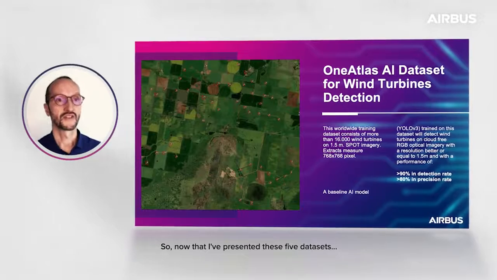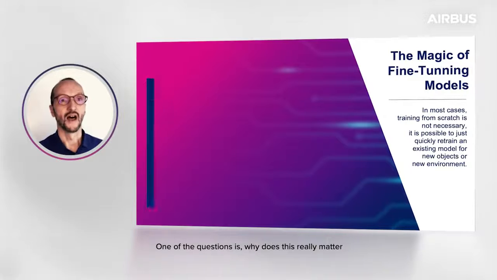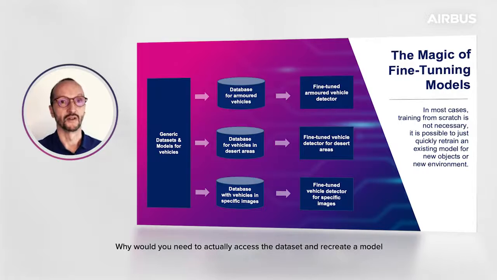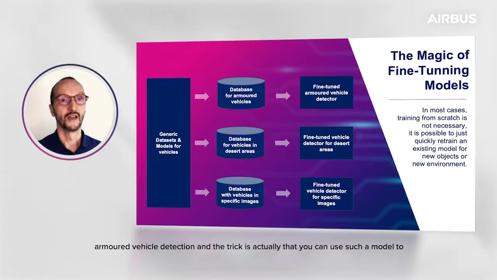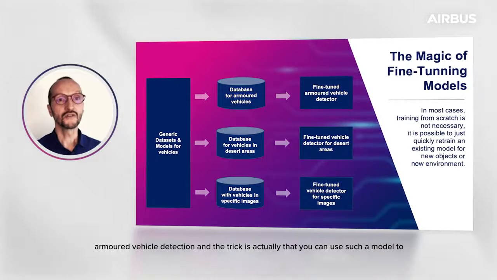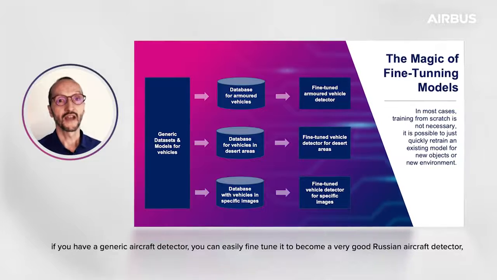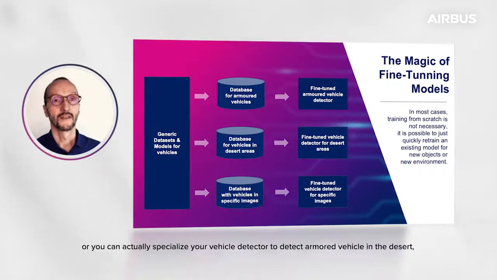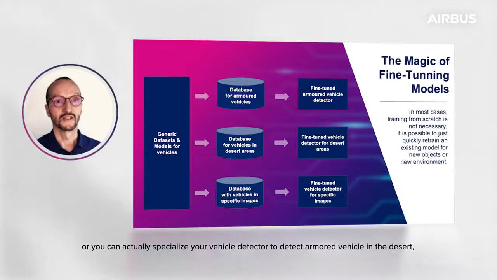So now that I've presented these 5 data sets, one of the questions is, why does this really matter? And why would you need to actually access a data set and recreate a model? The thing is that maybe you're not exactly interested in vehicle detection, but maybe you're interested in armored vehicle detection. And the trick is actually that you can use such a model to fine-tune it to your specific use case. If you have a generic aircraft detector, you can easily fine-tune it to become a very good Russian aircraft detector. Or you can actually specialize your vehicle detector to detect armored vehicles in the desert.